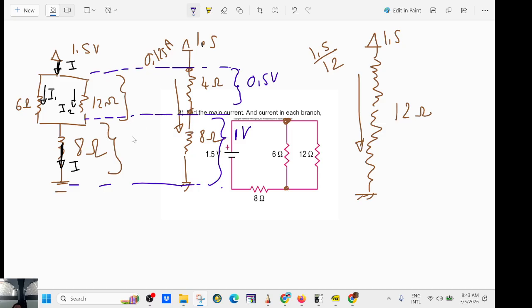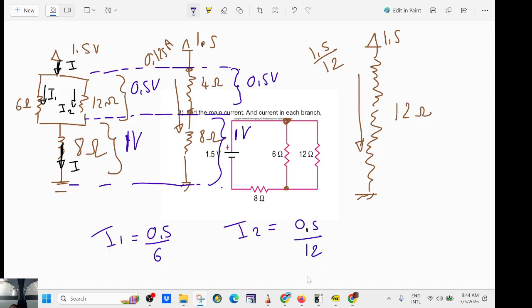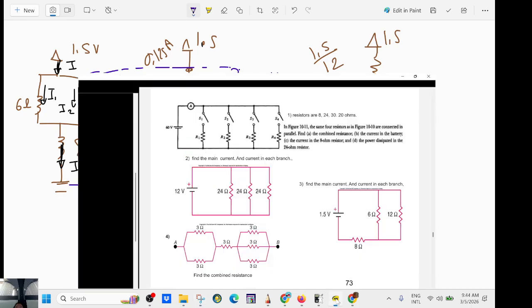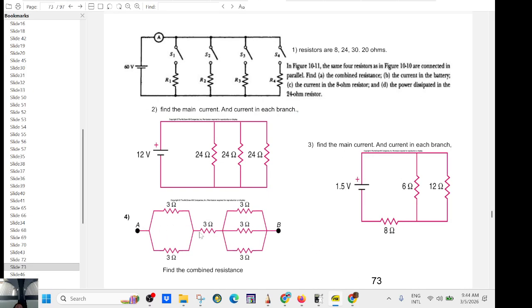So from here, you're going to step one step back. That's going to be 1 volt. This is 0.5 volt. So for example, you can find I1. It's the voltage drop over the resistance. I2 will be half of I1. Okay, so just a reminder. If you do it this way, it's easy. Okay, let's do that quickly.